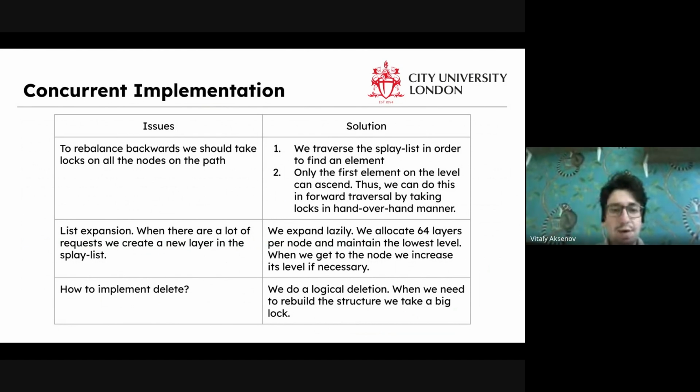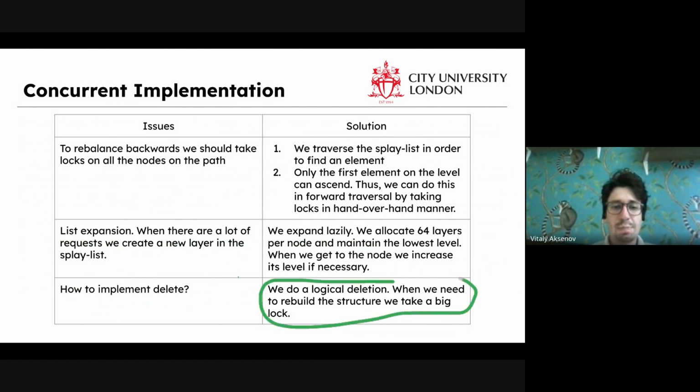There are some other things. The main thing is how to implement deletion. For deletion, we usually do logical deletion, but when we check the number of elements, we just take a big lock and rebuild the whole data structure.